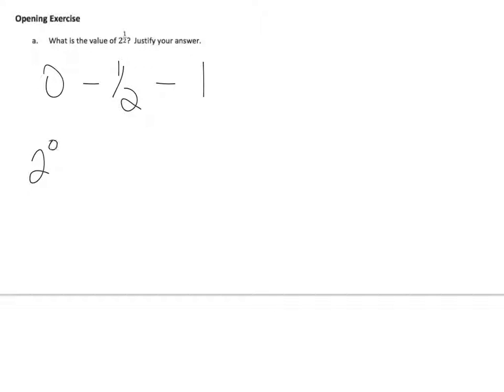So 2 raised to the 0 power is 1. 2 raised to the first power is 2. So can we assume that 2 raised to the half power is 1.5? Okay, somewhere in between. Really, you could answer that anywhere, but that's one way to think about it.